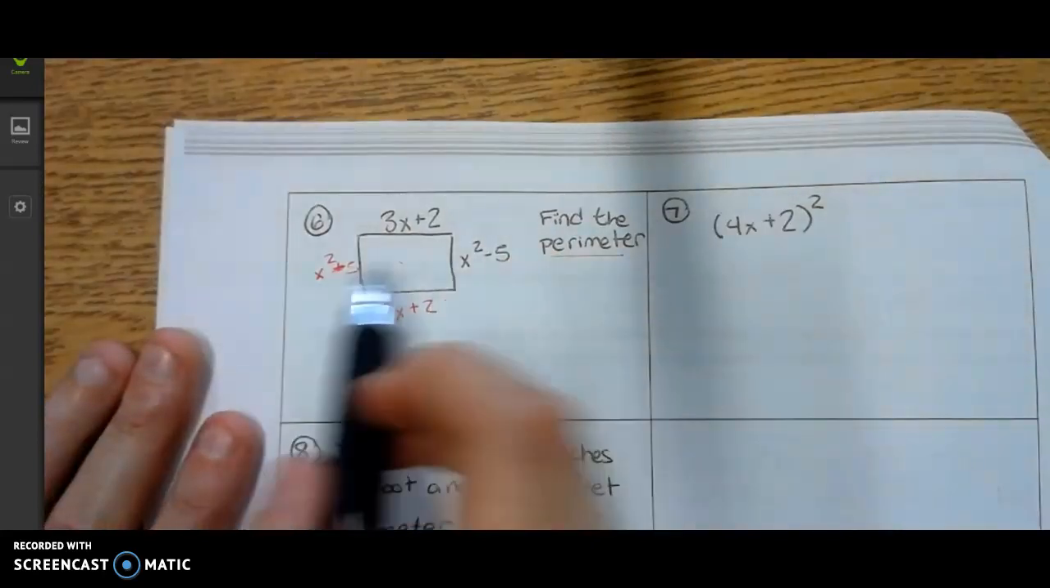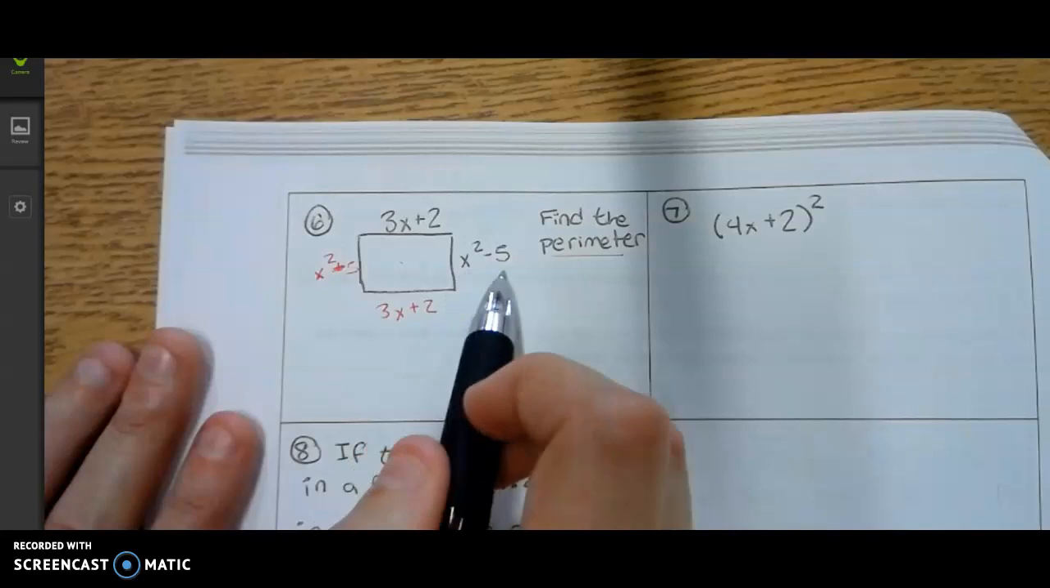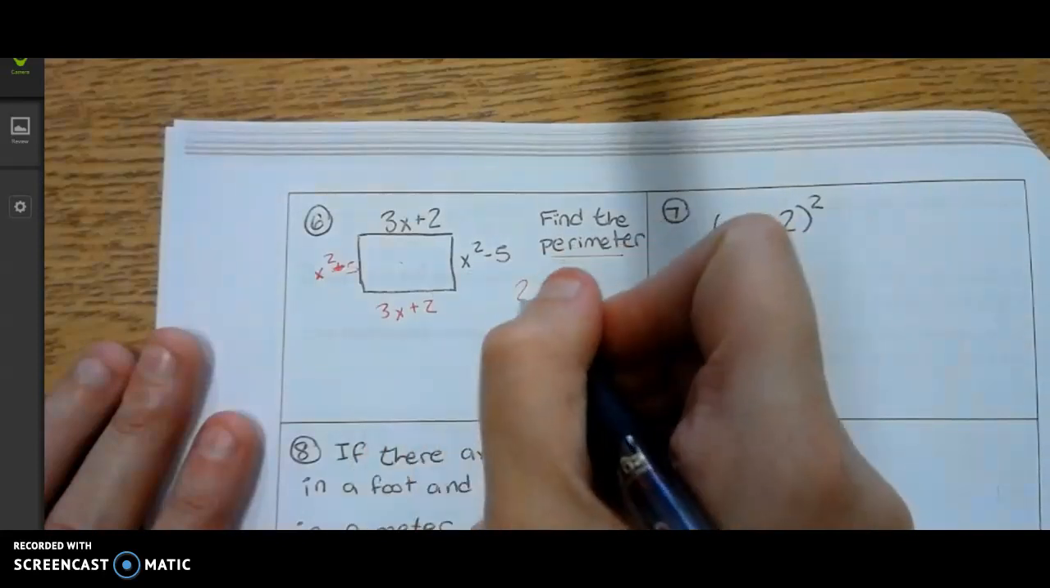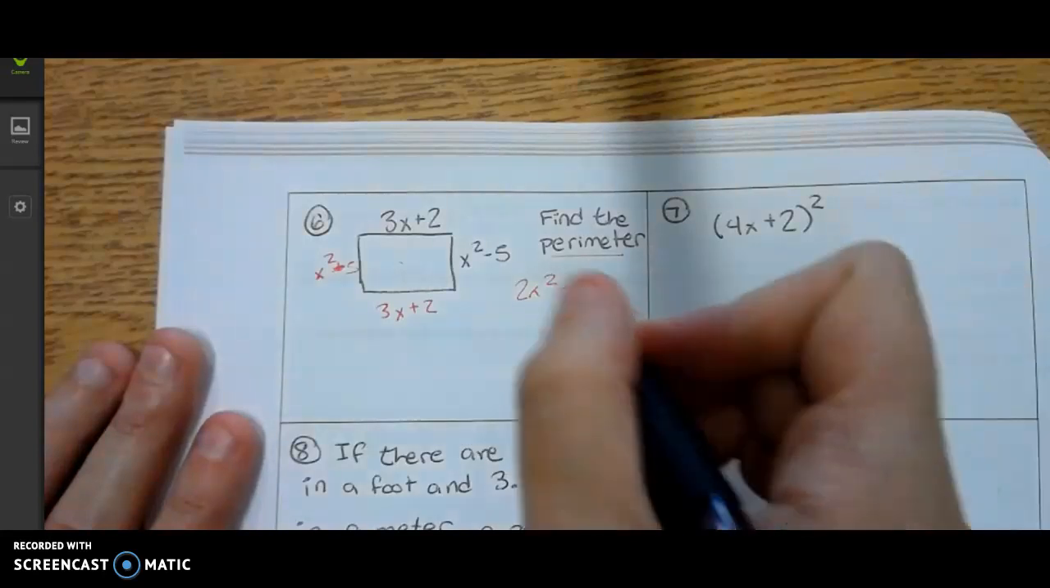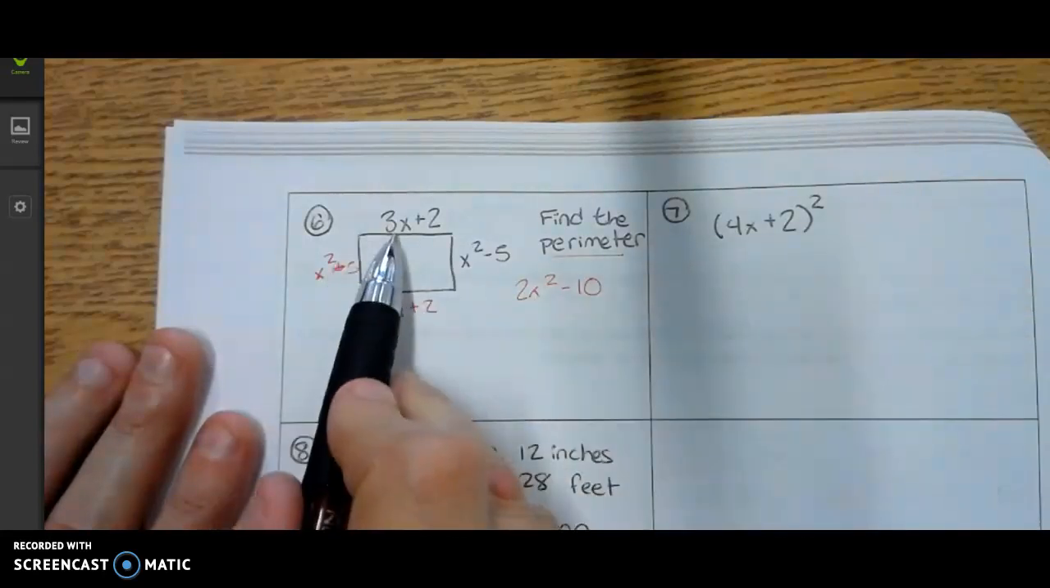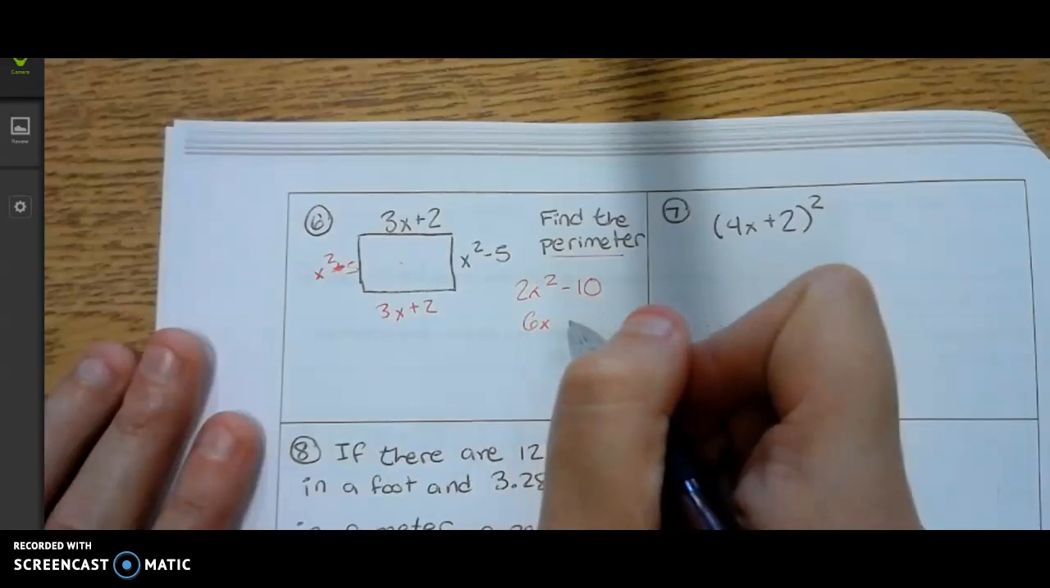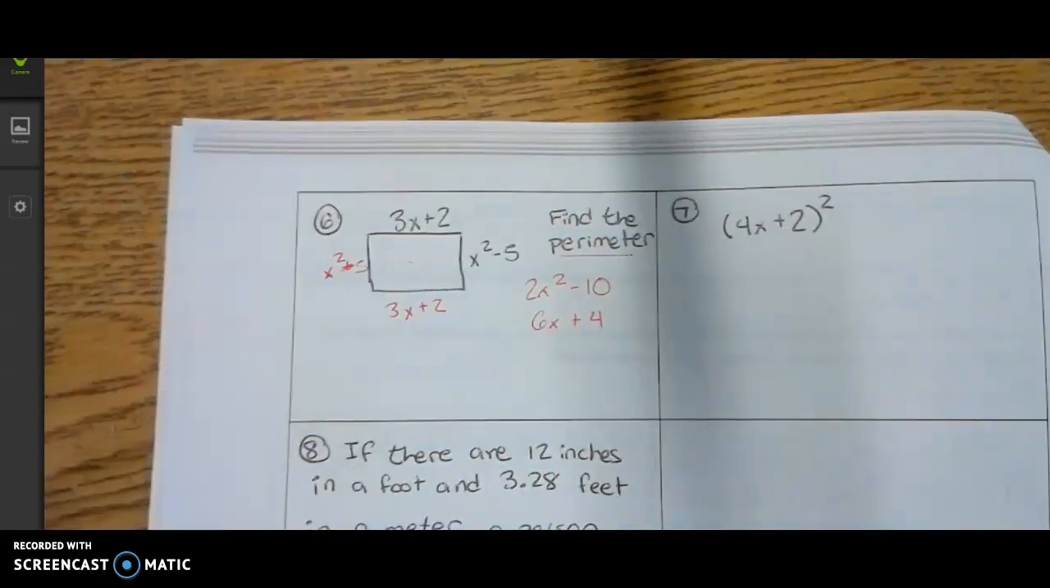A lot of you have been saying, since this is the same, I can just multiply everything by 2, saying that this is 2x squared minus 10, and then adding it to the other one, which is perfectly fine. So this is going to be 6x plus 4. So if you did it that way, you're perfectly fine. If you add all 4 of these up, you're perfectly fine.